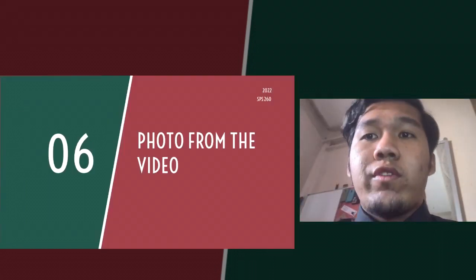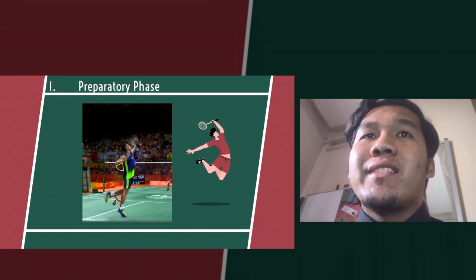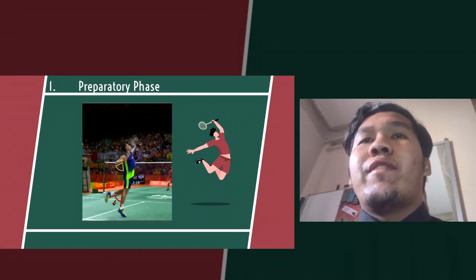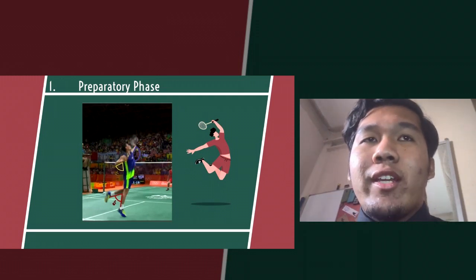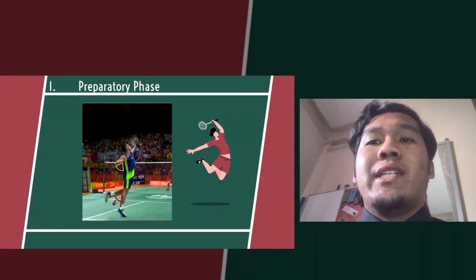Okay, for the photos from the video, the first image shows that as soon as the athlete passes far to the left of the opponent's area, the athlete is ready to pass to another area of the court to confuse the opponent.